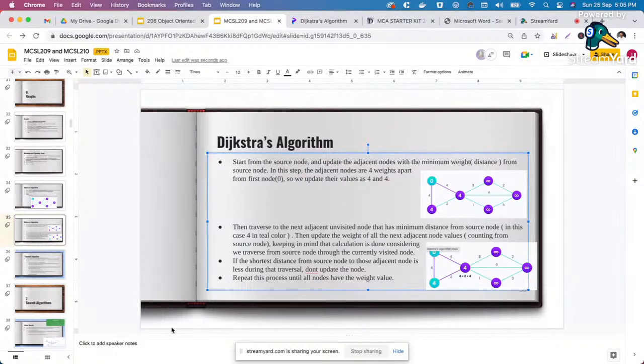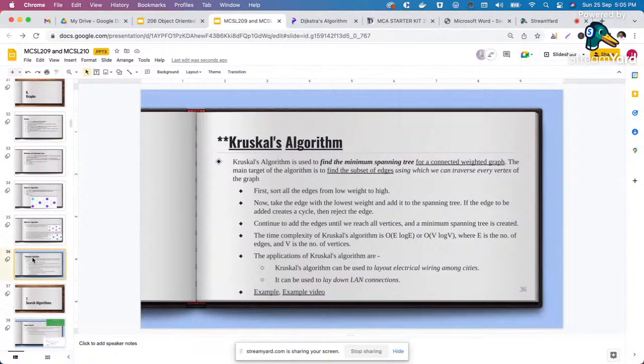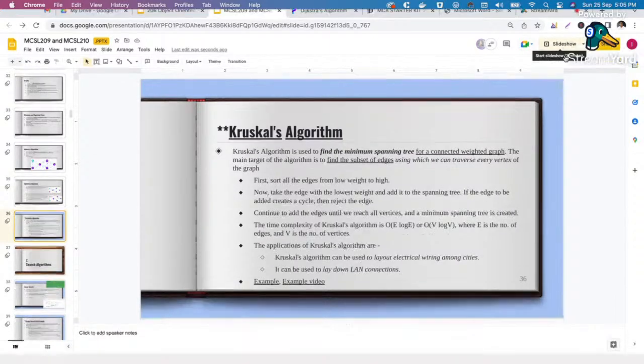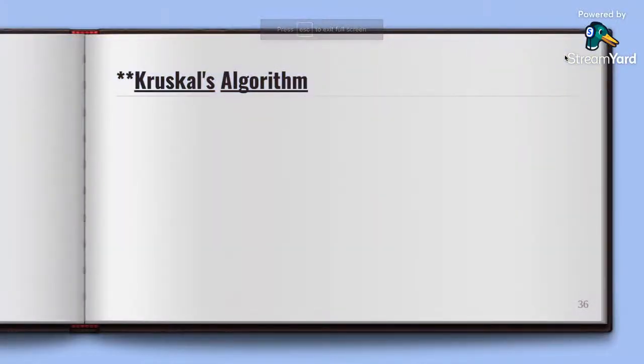Okay, moving on. Now it's Kruskal's algorithm. What we're gonna do is we'll continue for another half an hour with this, and then we'll take a break, 15 minutes, and we'll come back at 5:45. So 5:30 to 5:45, we take a break. Okay.